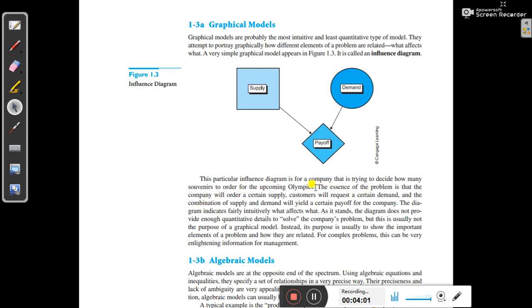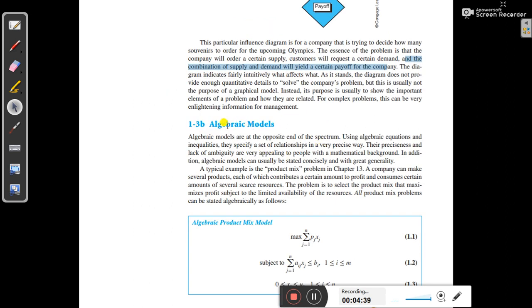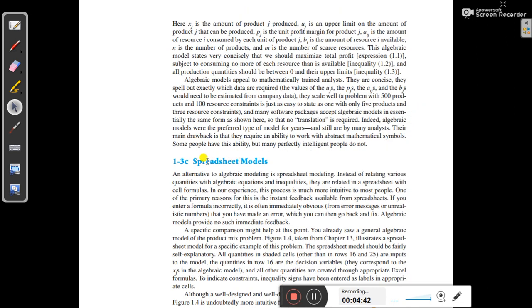Here you can see that the essence of the problem is that the company will order a certain supply, the customer will request a certain demand, and the combination of supply and demand will yield a certain payoff for the company. So this is a basic graphical model of a system, or we can say a business model, through which we can analyze the problem or devise the solution. There are other models like algebraic models and spreadsheet models.